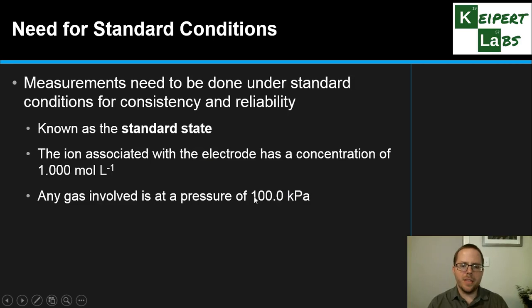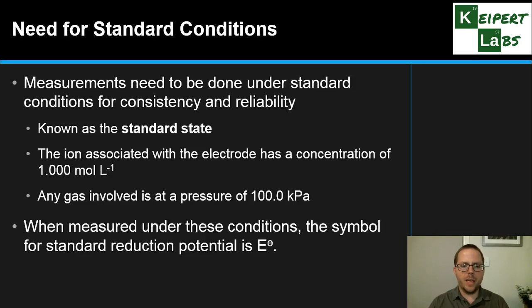Any gas is at exactly 100.0 kilopascals. So it's important that those conditions are adhered to so that we can be confident in the voltage we're going to produce. Because if we change either of those factors, it's going to alter things, and it's going to alter the measurements that we can make.